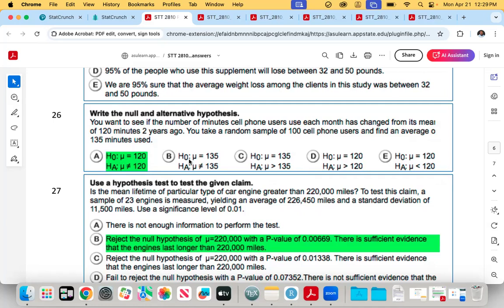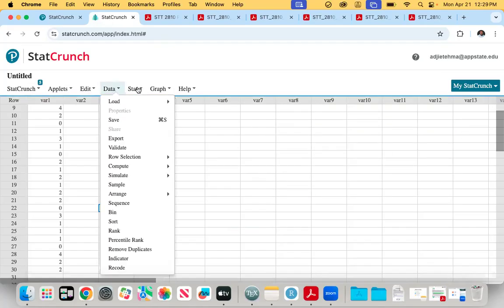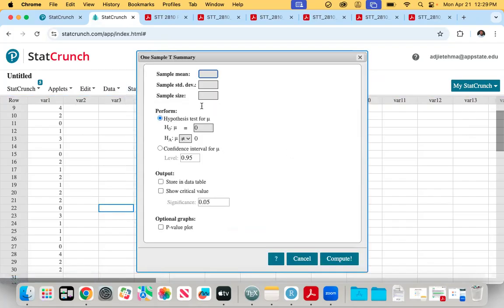B is out because B here is 135. 135 is the sample mean. Is that okay? That is why it is not B and it is A. For example, if I had wanted to do this in StatCrunch, you go to T stat, one sample with summary, and would have inputted the sample mean of 135 here. And then here would have been the 120. Is that okay? Good.